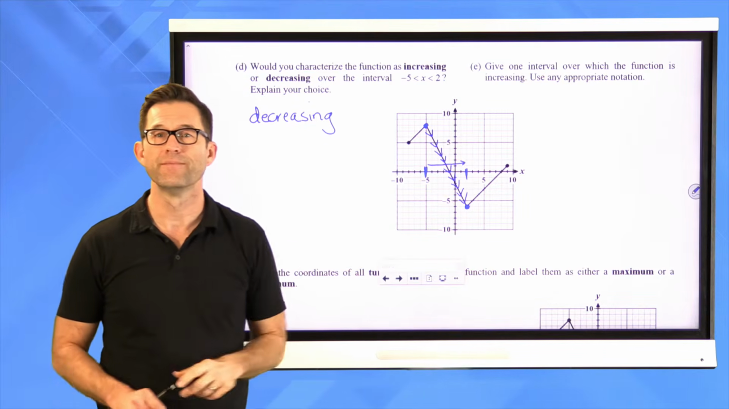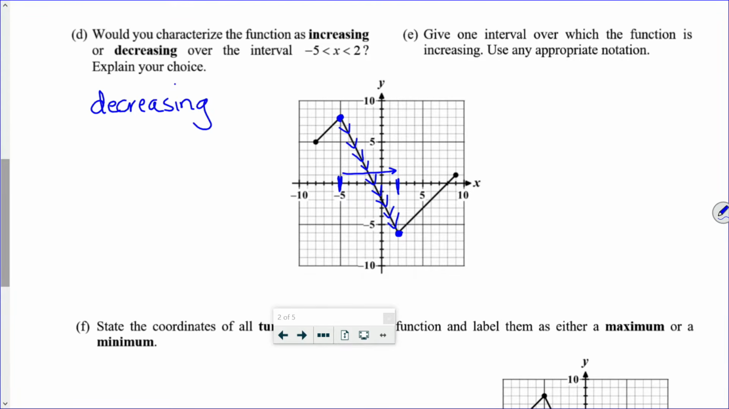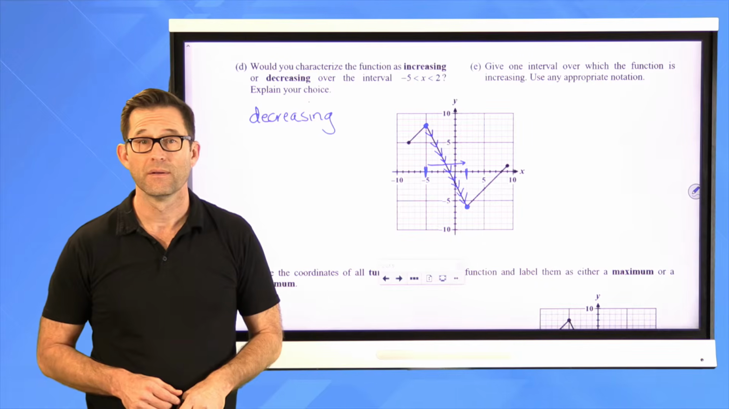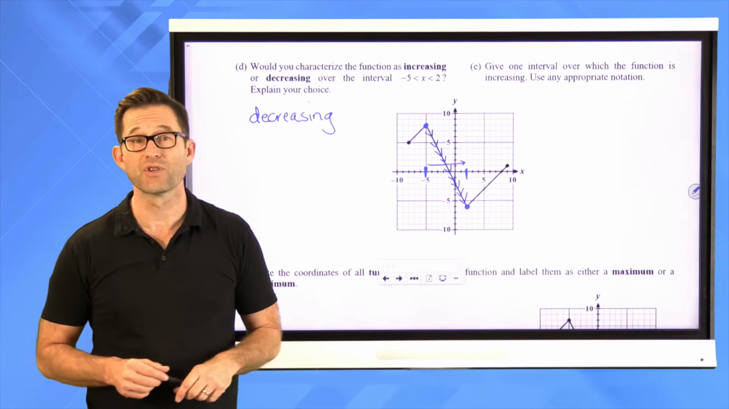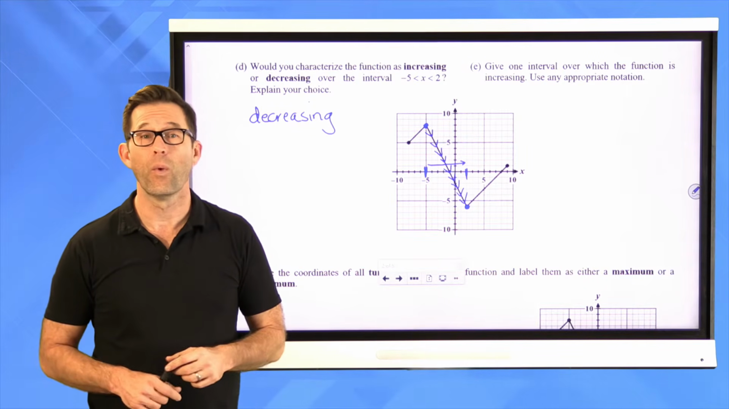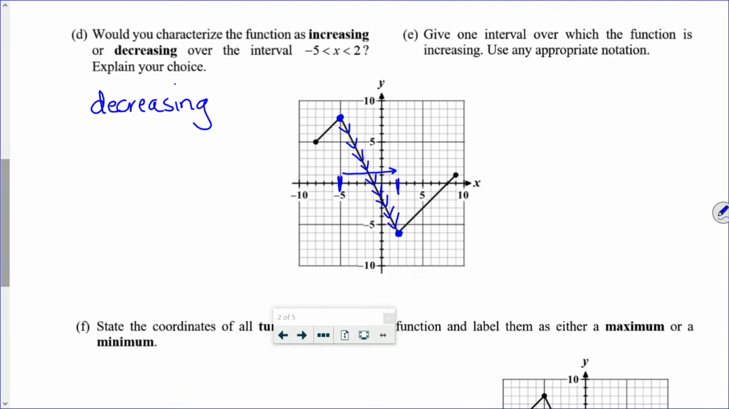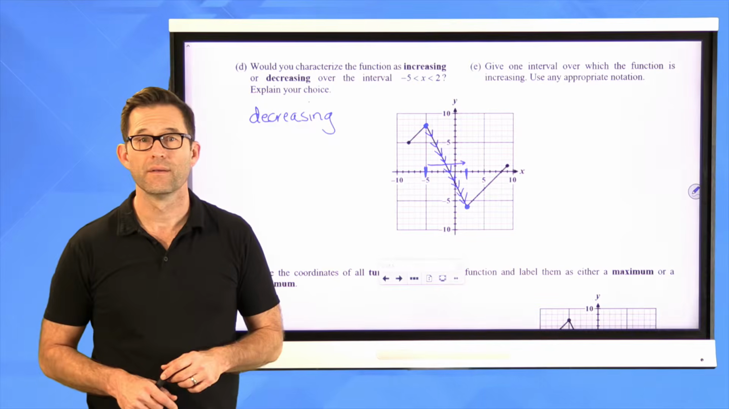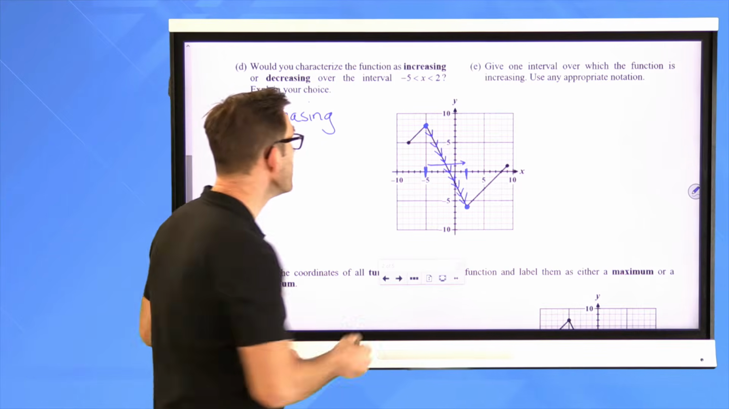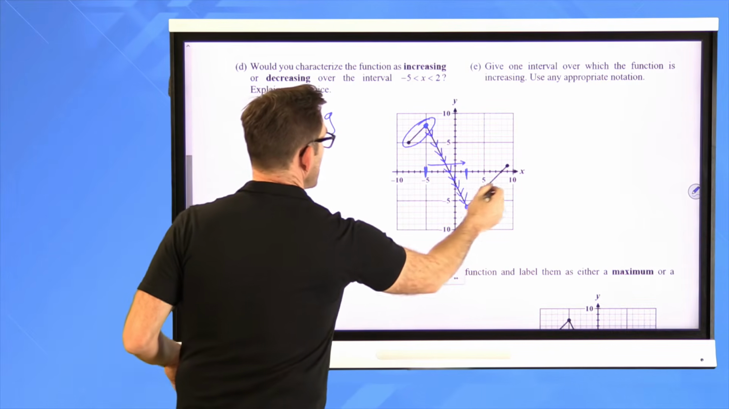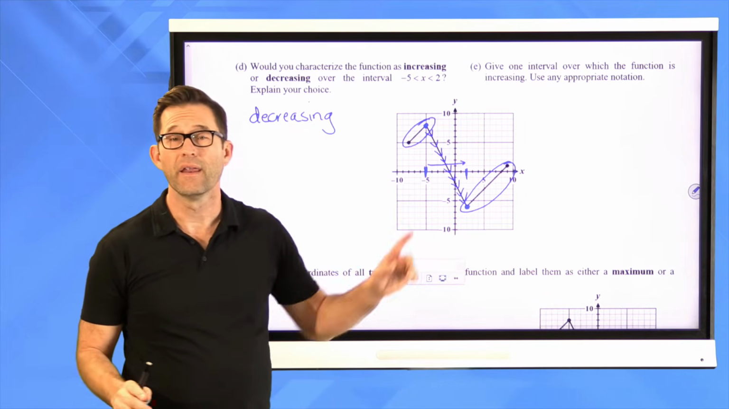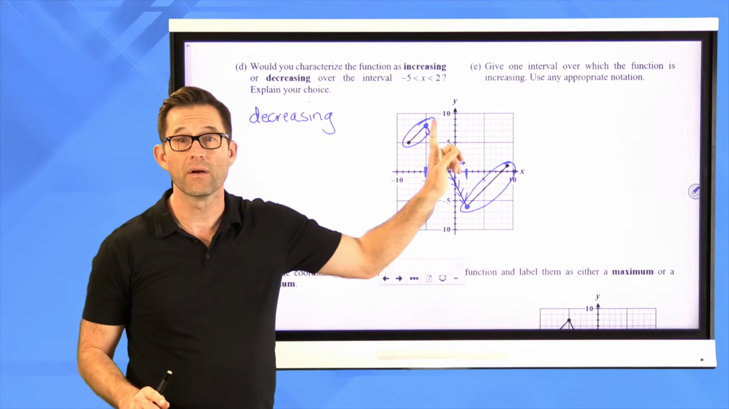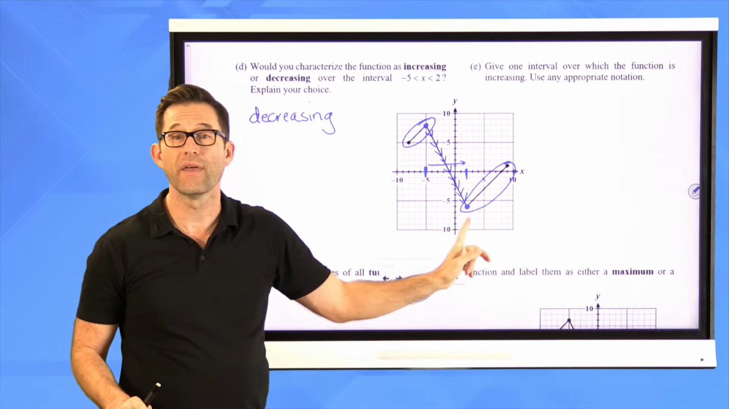Let's look at letter E. Give one interval over which the function is increasing. Use any appropriate notation. All right, well, there's a lot of intervals, maybe even an infinite number of intervals over which the function is increasing. Why don't you give one of them? All right, well, honestly, if you give any interval that's sort of in here or in here, right, then you're going to be fine, all right? In other words, the function is increasing in here, then it's decreasing in here, and then it's increasing in here.